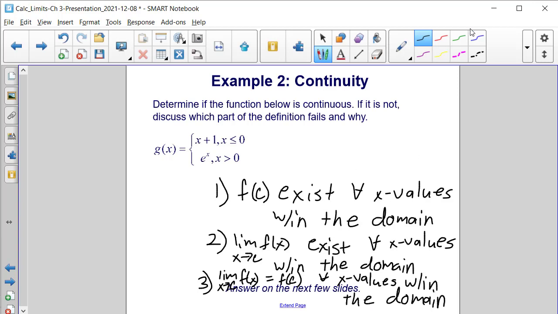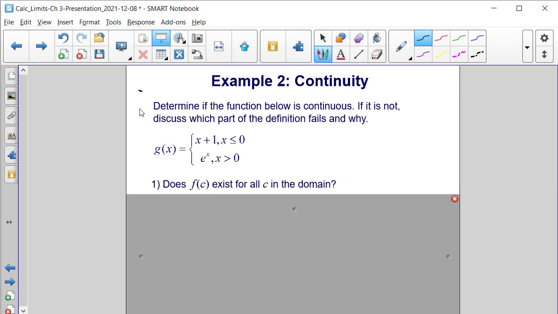Let's start testing these out. Let's start by answering our first question. Does f of c exist for all c values within the domain?